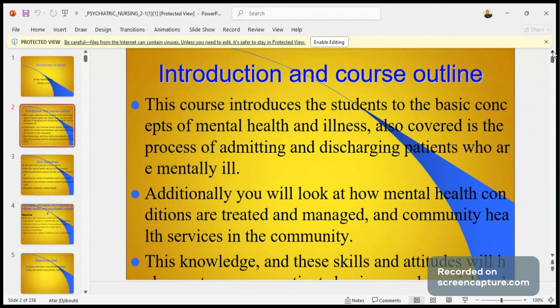Majority of people think that they're healthy mentally until it is proven otherwise. So we're also going to check on the criteria for assessment of mental health. How can you know that somebody has mental illness? We're going to check what the manifestations of a mentally ill person are. Common terms used in psychiatry will also be checked, as well as historical trends in psychiatry nursing globally and in Kenya. And then finally, we will conclude on the development of psychiatry and mental health services in Kenya.